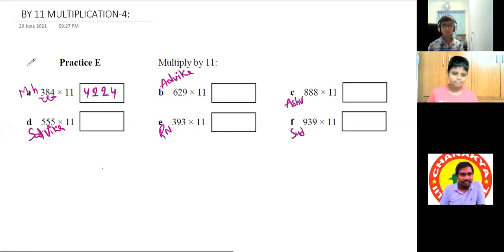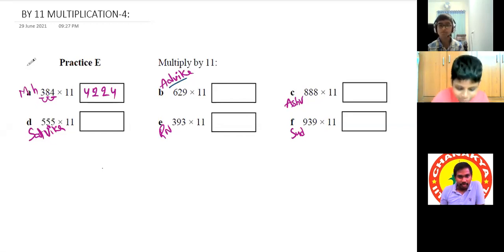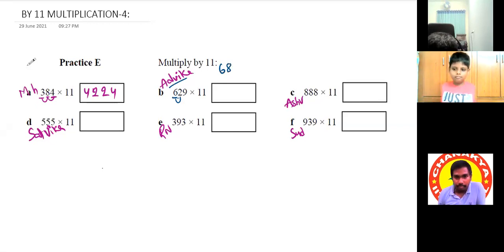Yes, Advika. Yes, sir. We should write the number 6 as it is. 6 plus 2 is 8. 2 plus 9 is equal to 11. Then the 9 as it is. So our answer will be 6919. Very good.